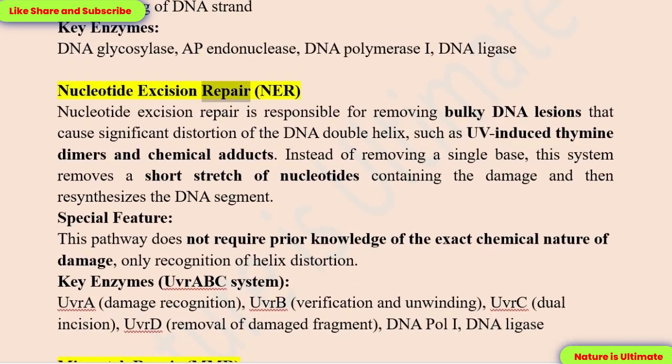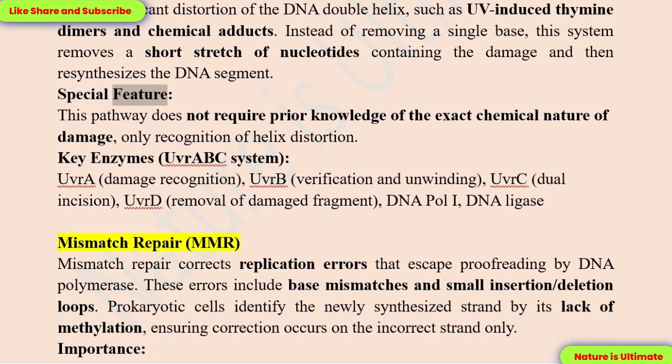Nucleotide excision repair, NER. Nucleotide excision repair is responsible for removing bulky DNA lesions that cause significant distortion of the DNA double helix, such as UV-induced thymine dimers and chemical adducts. Instead of removing a single base, this system removes a short stretch of nucleotides containing the damage and then resynthesizes the DNA segment. Special feature: this pathway does not require prior knowledge of the exact chemical nature of damage, only recognition of helix distortion. Key enzymes: UVR-ABC system.